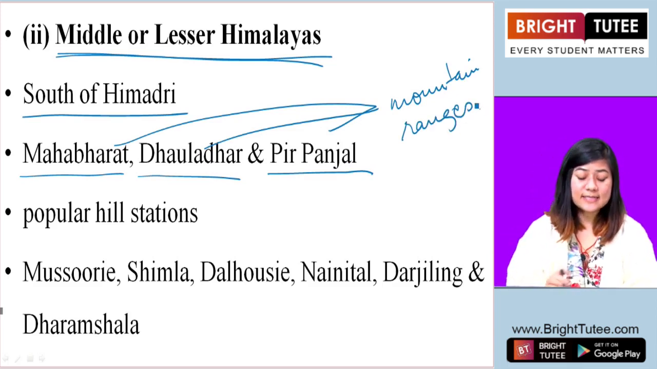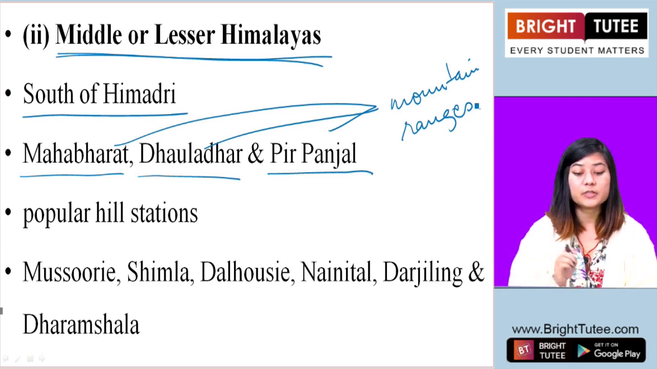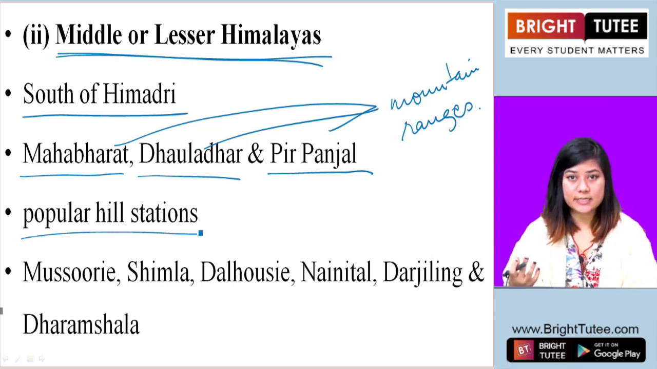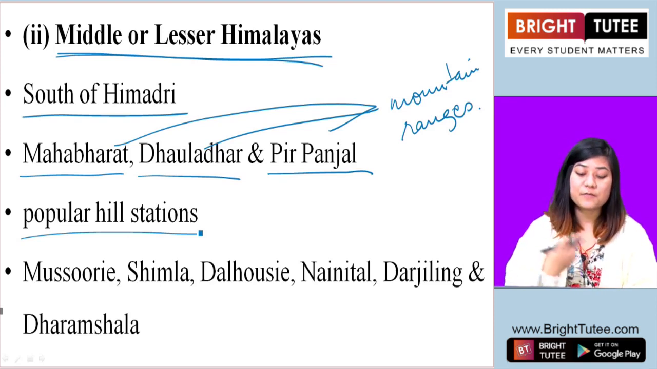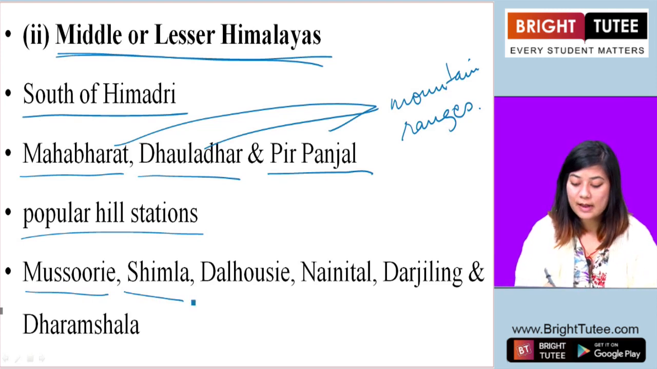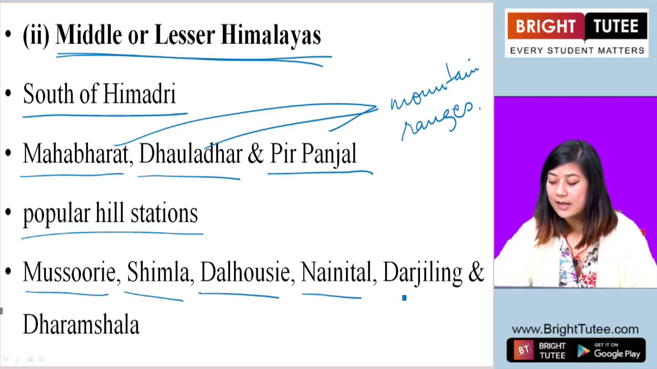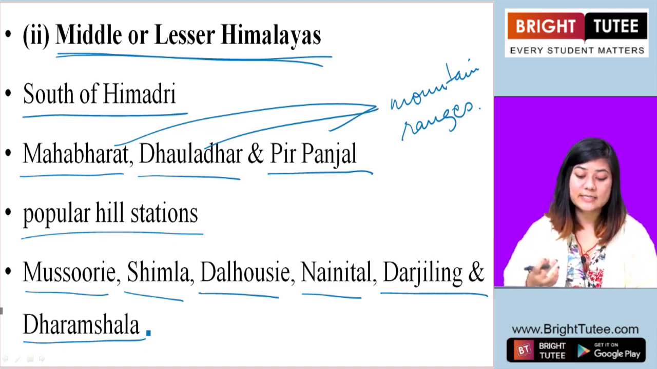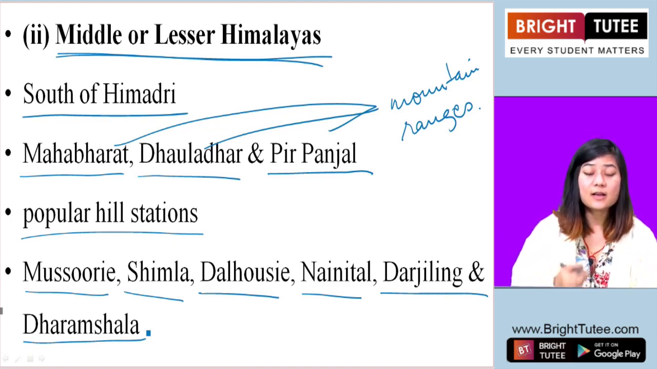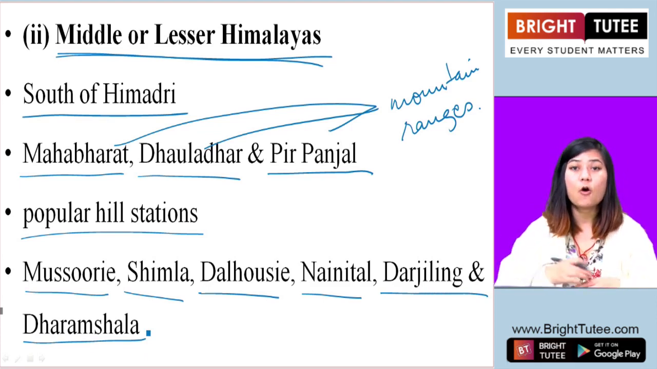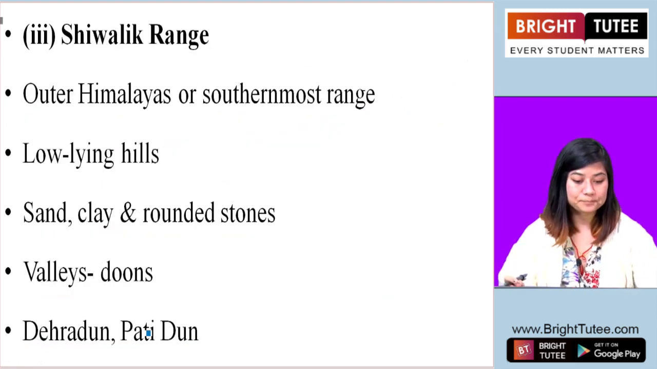Okay, and in this middle or lesser Himalayan range, there are many popular hill stations which we all have heard of. Some of us have even visited or live there. Alright, so they are Mussoorie, Shimla, Dalhousie, Nainital, Darjeeling and Dharamshala. So these are popular hill stations which are located in the south of Himadri, in the middle or lesser Himalayan range of the Himalayas. Okay.